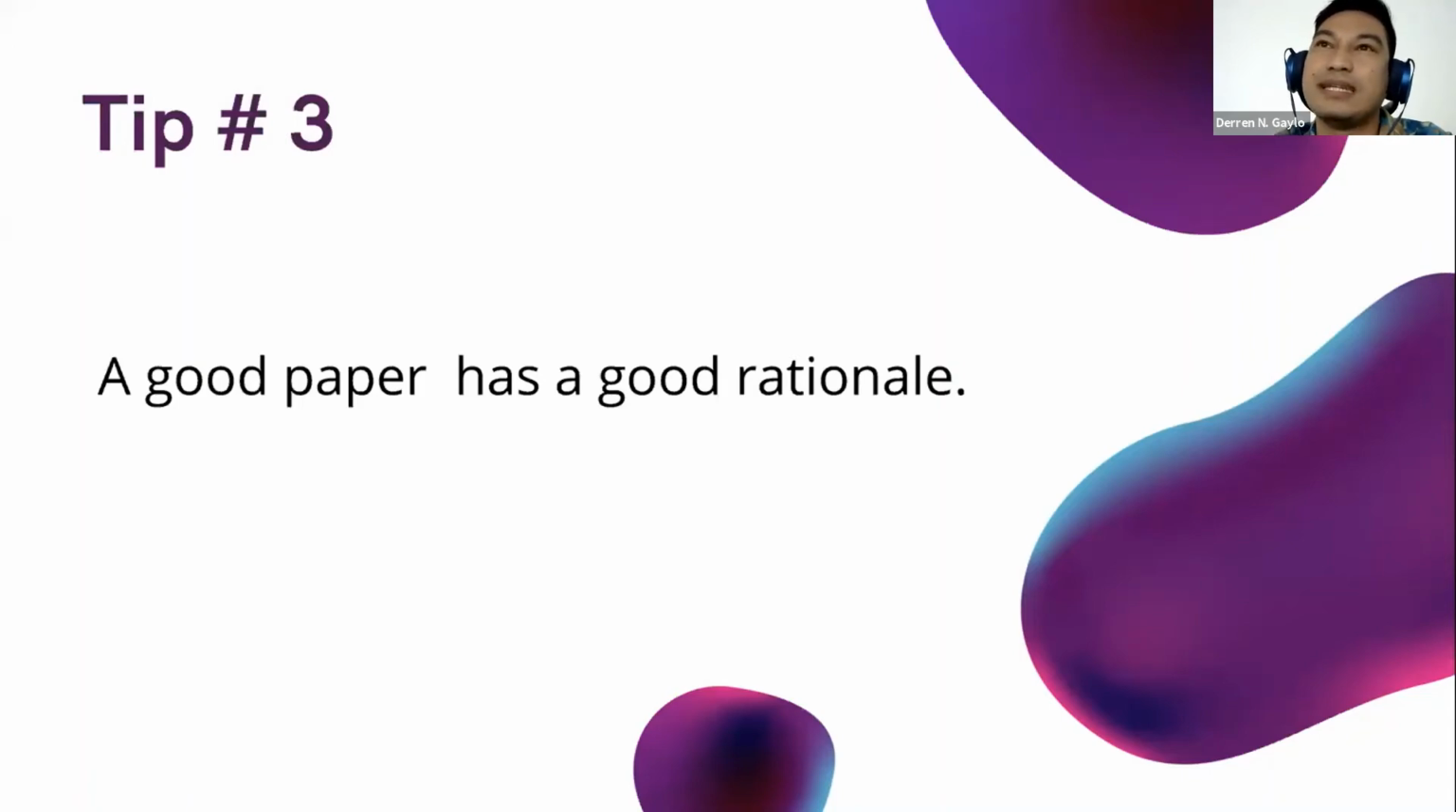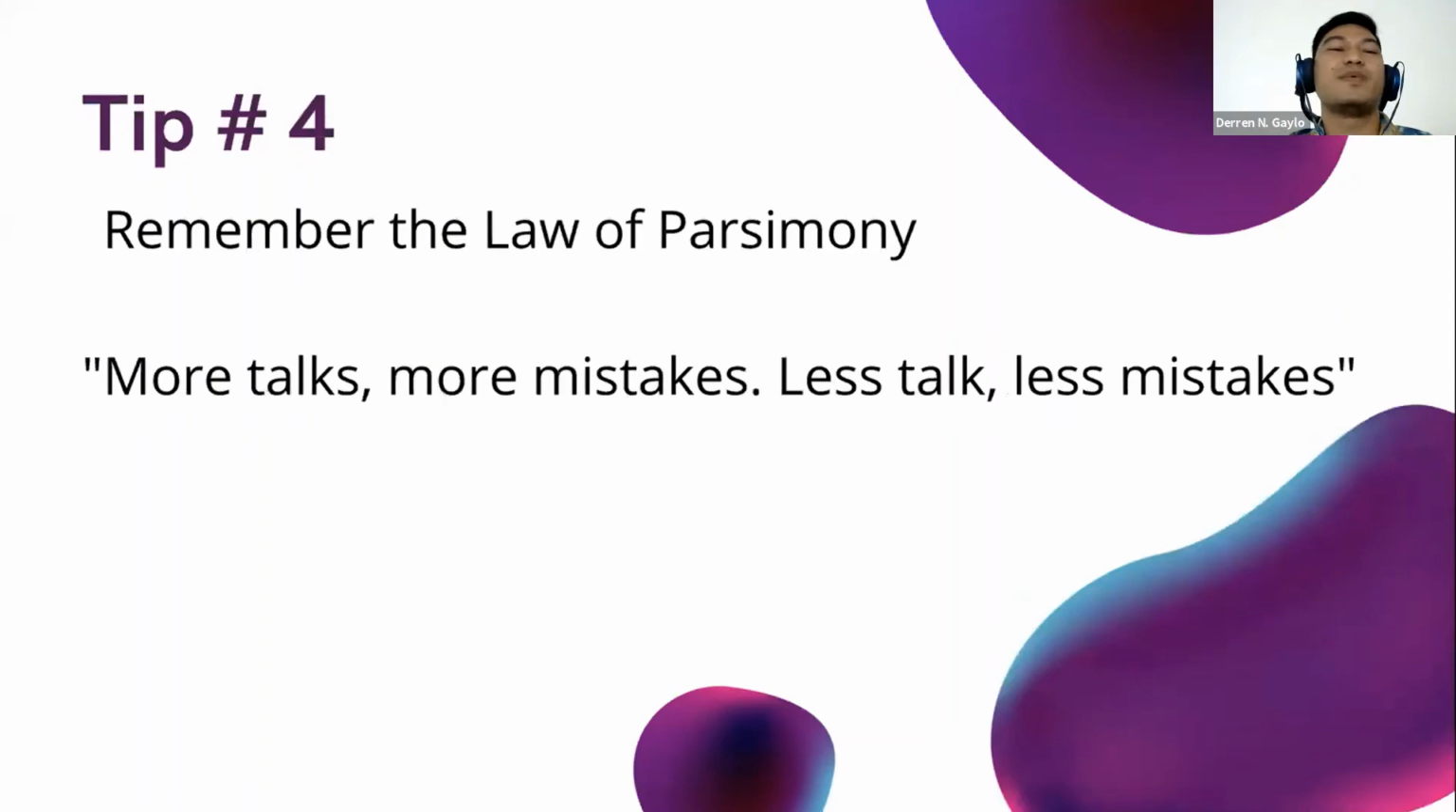What is really needed? Because looking into that, we cannot really make a research out of not reading anything at all, no? Because we need to look into facts already, and we can consider the literature as facts for that sake, something like that. And then another tip that I have is we need to remember the law of parsimony. So when you say the law of parsimony, more talks, more mistakes, less talk, less mistakes.